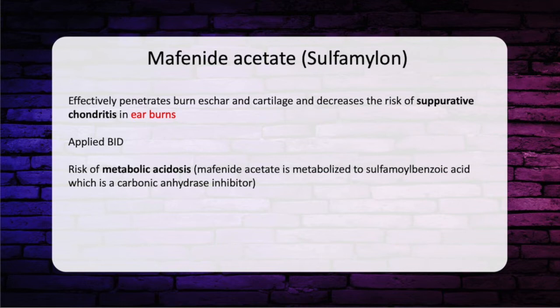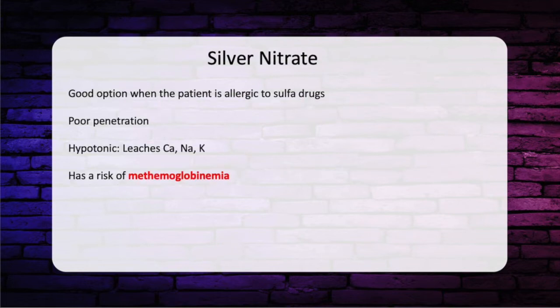The reason behind that is actually mafenide acetate is metabolized to sulfamylobenzoic acid, which is actually a carbonic anhydrase inhibitor. And that's why you get metabolic acidosis, the same thing that carbonic anhydrase inhibitors will give you. Next up, another silver. You want to go to silver nitrate, Brian?